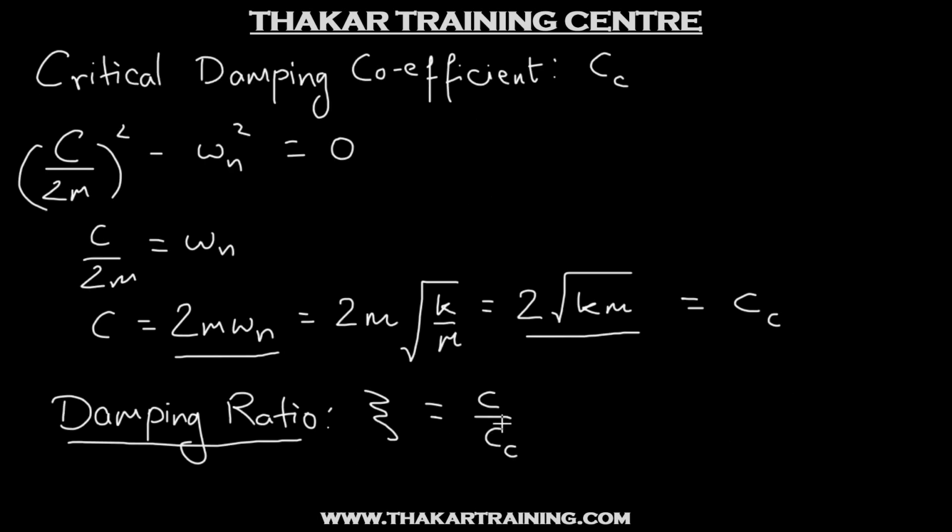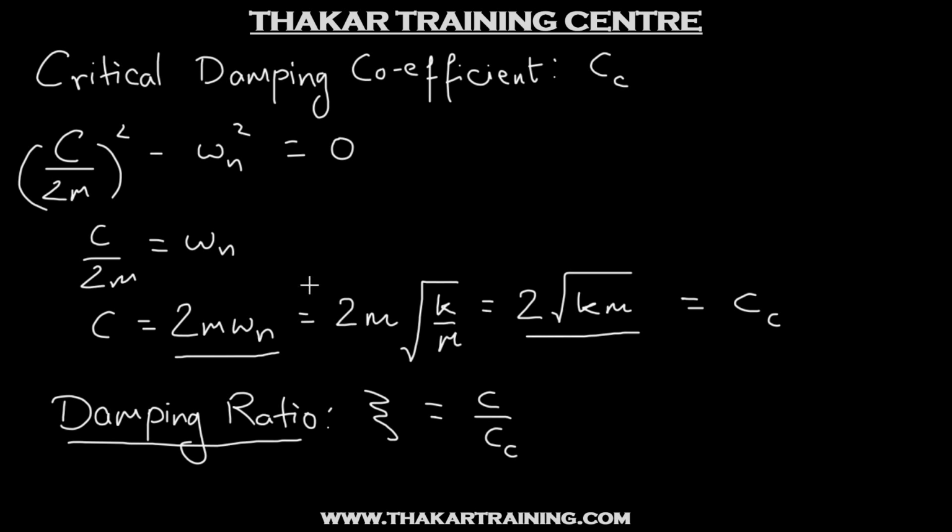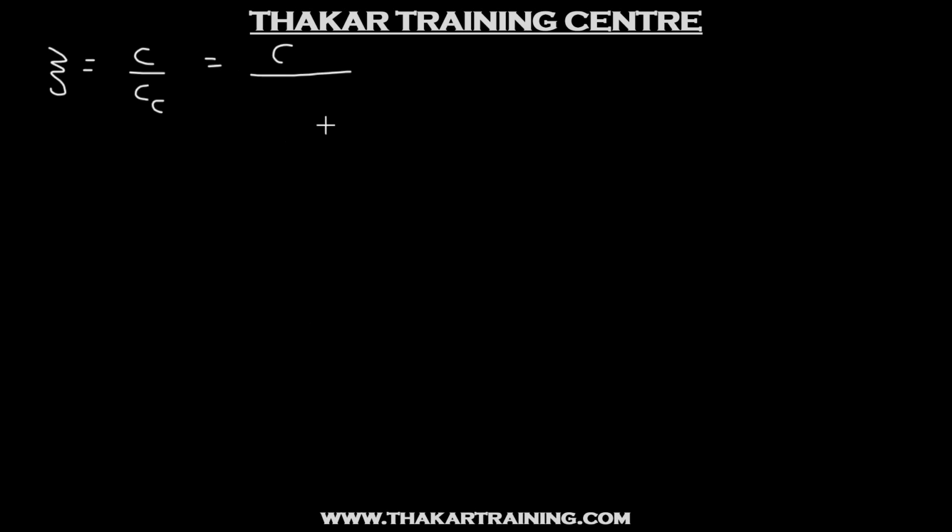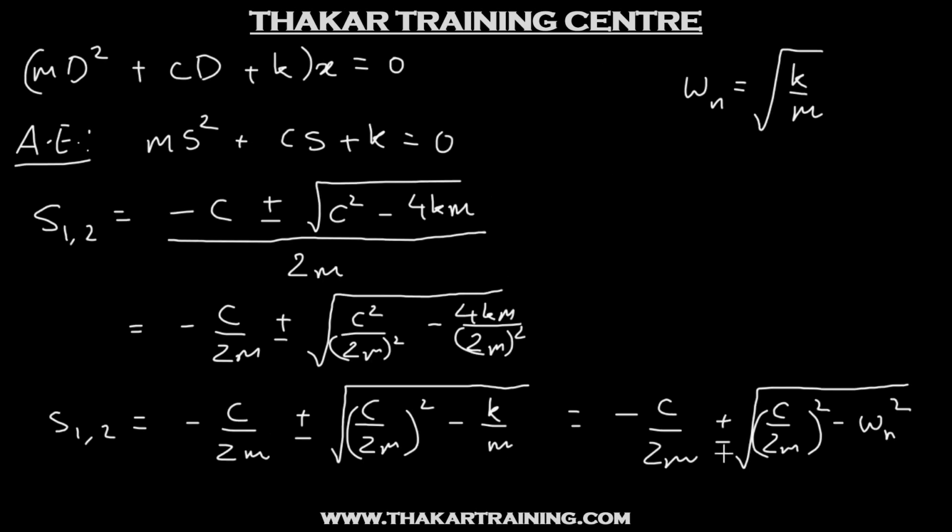So now this is how we are defining zeta. Zeta is equal to C by Cc. So let's do some manipulations now. Zeta is C by Cc, and we have just written Cc is 2m omega n. So can I say C by 2m is equal to zeta omega n? C by 2m is zeta into omega n. Now this is what we are having in our square root as well as outside the square root. So in the roots of our auxiliary equation, C by 2m is present. What I'll do now is just replace it with zeta into omega n.